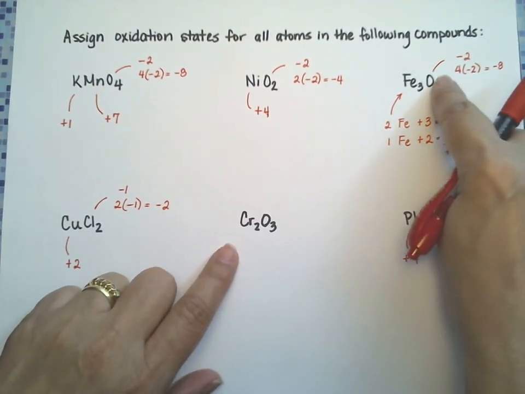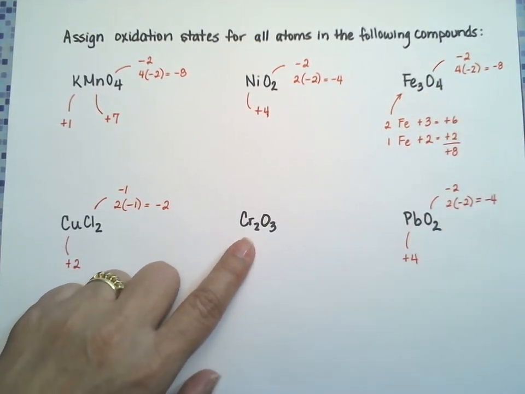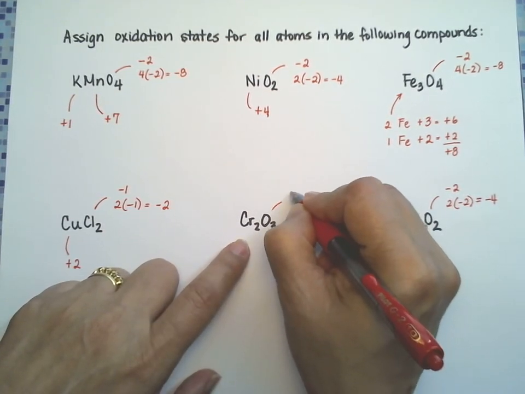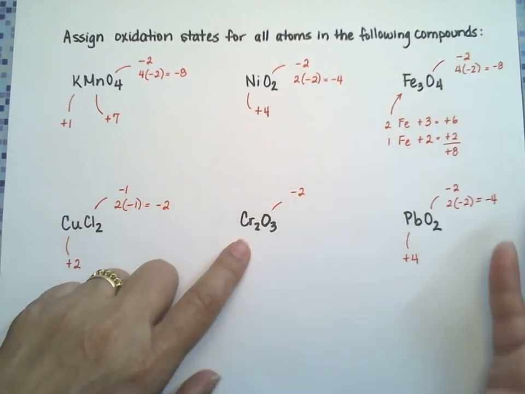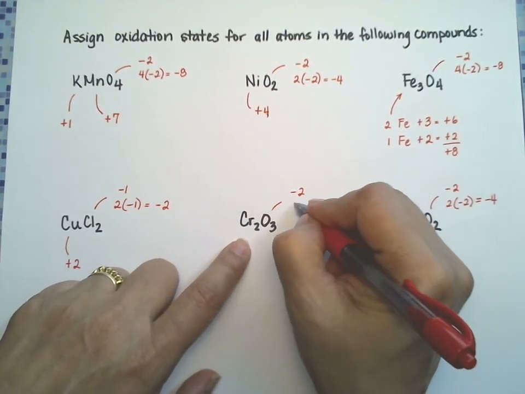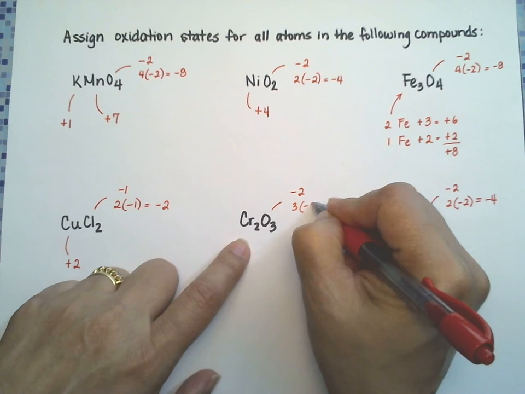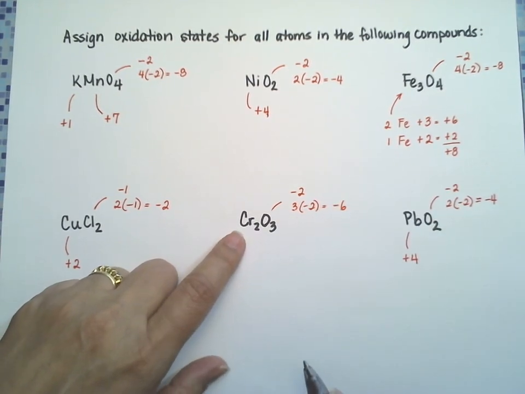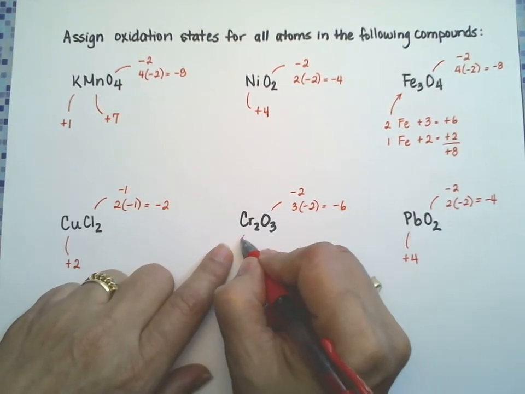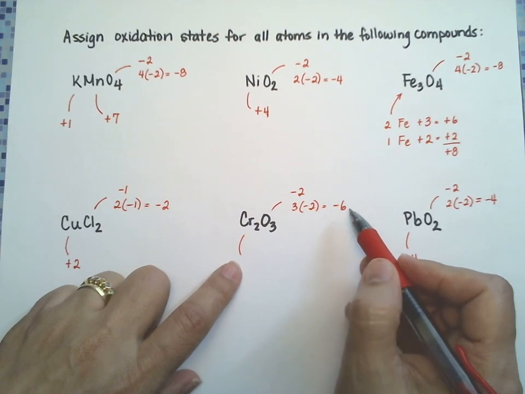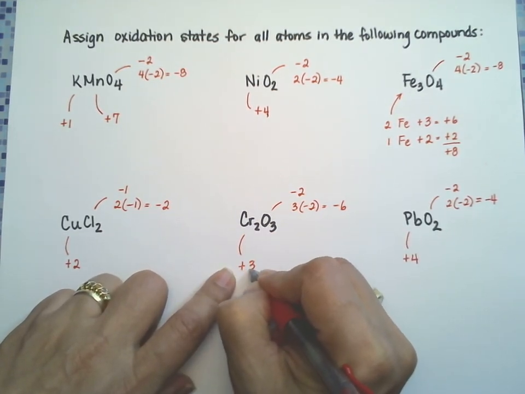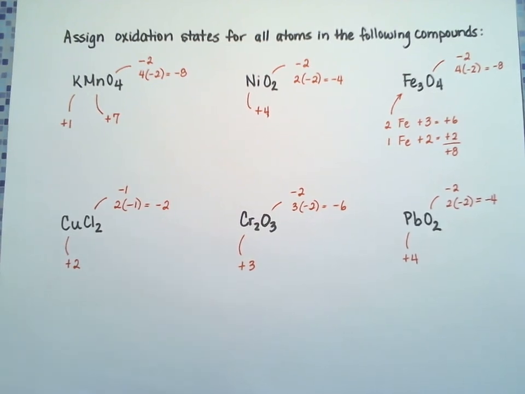Chromium right here, way easier than this example because I have 2 chromiums right here. So by now you remember that oxygen is -2. I have 3 oxygens. So that means I have 6 negative charges, and I have 2 chromiums, so that's easily divided among the chromiums. So 6 negative charges divided by 2, that means that each of my chromiums is a +3 right here.